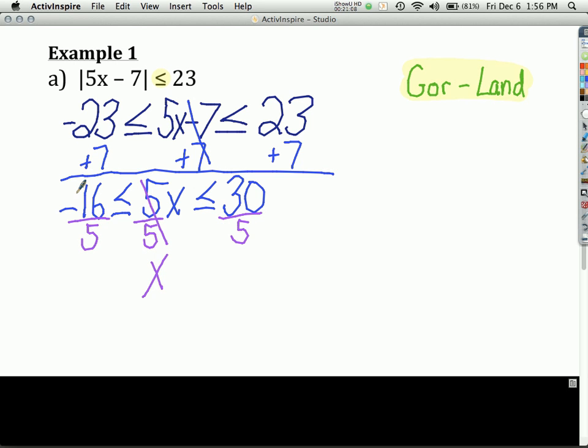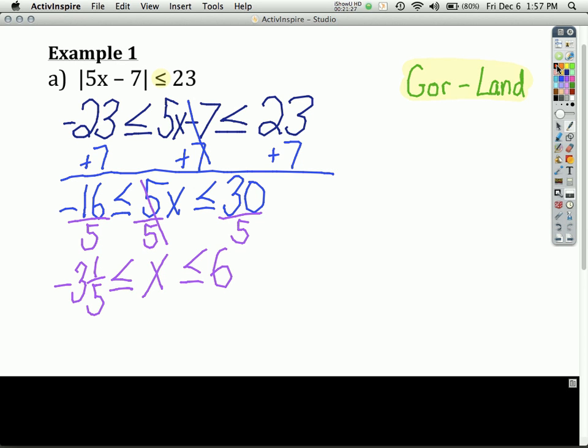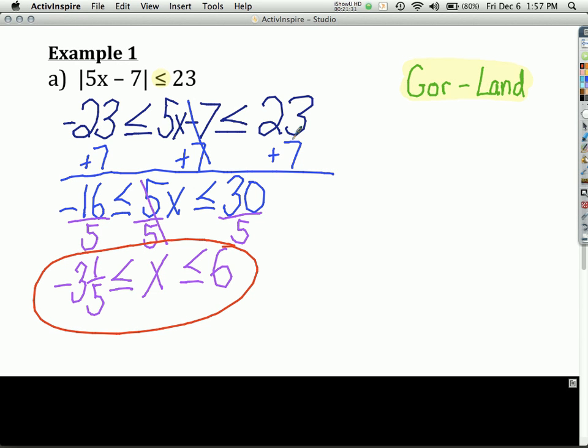And you can rewrite that as a mixed number, an improper fraction, it doesn't really matter. Negative 3 1/5. And now, did we multiply or divide by a negative number at any point? No. So we don't have to flip any signs. And we have successfully solved the compound inequality, which in essence means we solved the absolute value inequality.